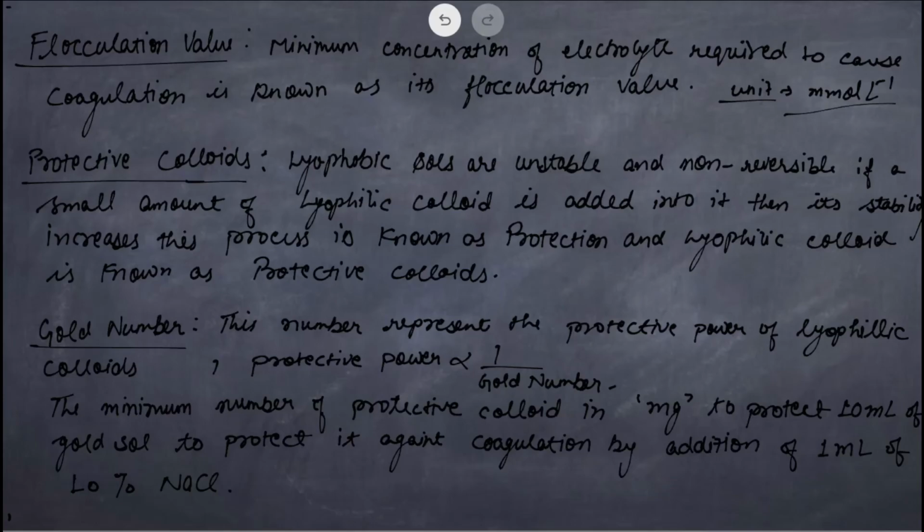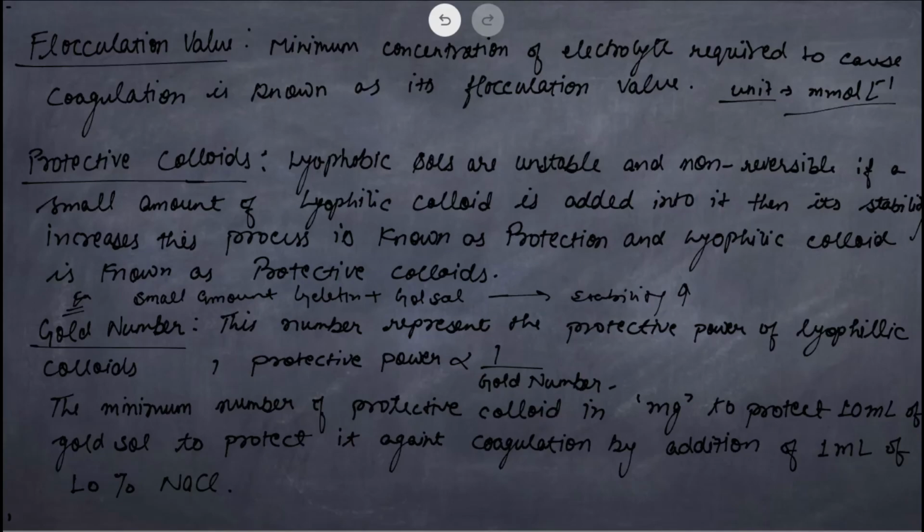Let me give you an example. If a small amount of gelatin is added to the gold sol, then its stability increases. Example, let me write here: a small amount of gelatin plus gold sol, then stability increases. Okay, this is increased.